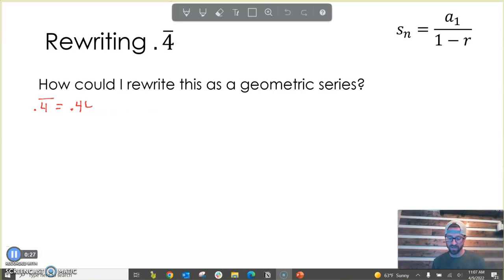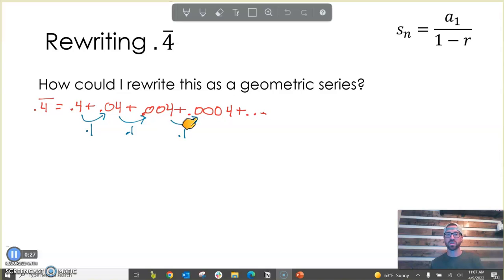Now, couldn't I rewrite that as 0.4 plus 0.04 plus 0.004? Isn't that just all that's going on? We just add one more place every time. This is a geometric series because our common ratio, the number that we'd multiply by, is 0.1 or 1/10. If you divide by 10 or multiply by 1/10, it's just going to move your decimal over one place. So 0.4 repeating is a geometric series with a first term of 0.4 and a common ratio of 0.1.